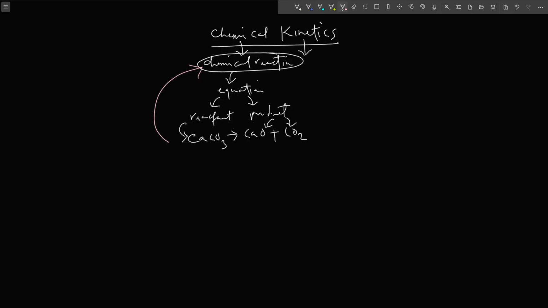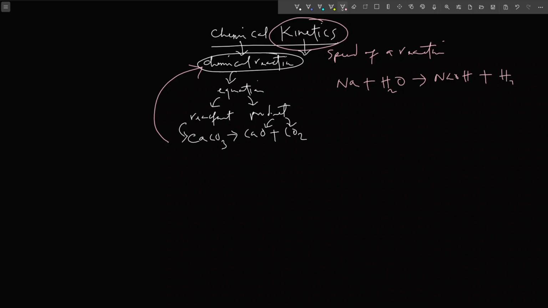Okay, let's move straight to the next word, which is kinetics. Kinetics simply tells us the idea of speed. So kinetics talks about the speed of a reaction, how fast a reaction can occur. In chemistry, some reactions are fast while some are slow. Take for example the hydrolysis of sodium. When we react sodium with water, this will give us an alkali, NaOH, sodium hydroxide, and H2 gas. Balancing the reaction, we add these numbers.